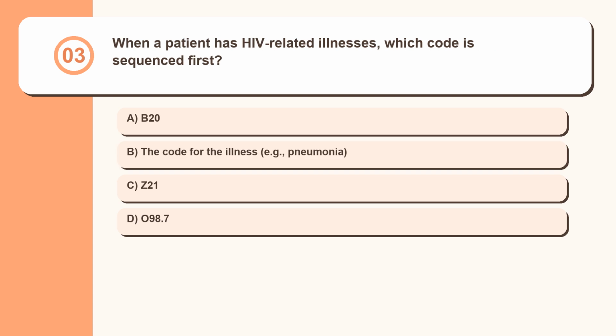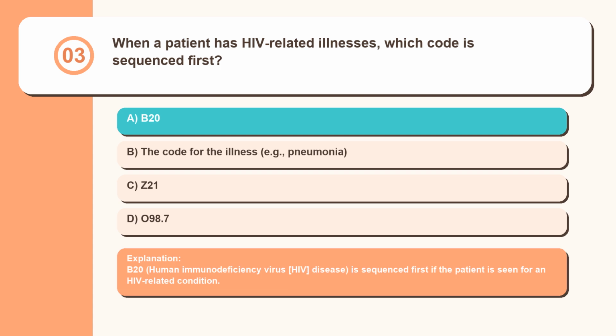Question 3. When a patient has HIV-related illnesses, which code is sequenced first? B20. The code for the illness, for example pneumonia. Z21. O98.7. B20, human immunodeficiency virus (HIV) disease, is sequenced first if the patient is seen for an HIV-related condition.